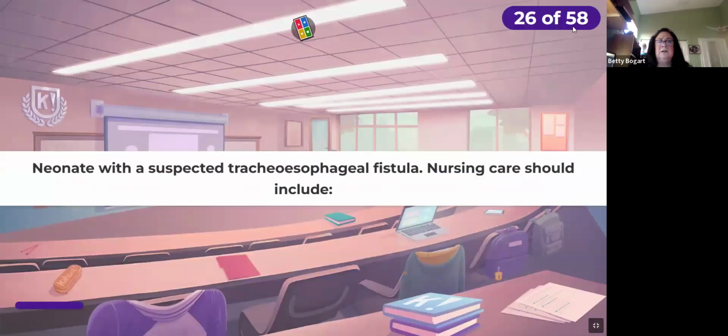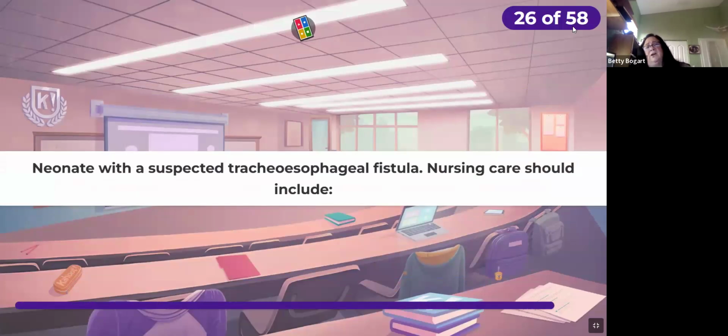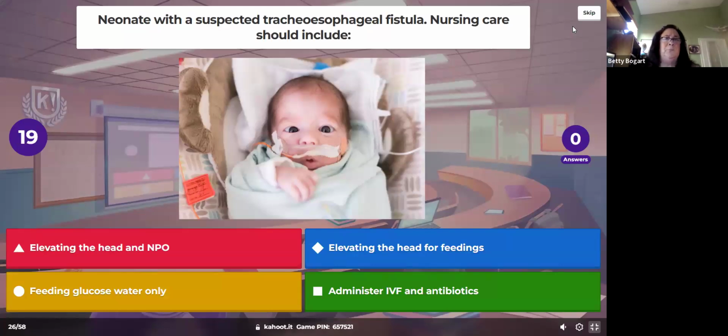Neonate with suspected tracheoesophageal fistula. Nursing care should include what? What's your biggest concern about preoperative care on this child? You've been diagnosed. They have a tracheoesophageal fistula. How am I going to take care of them? What are my concerns?